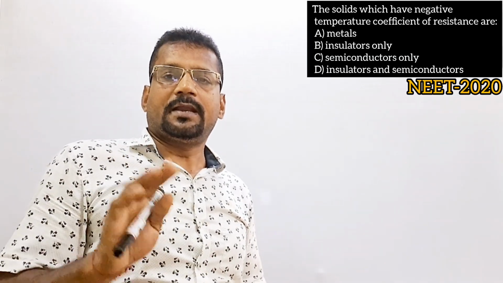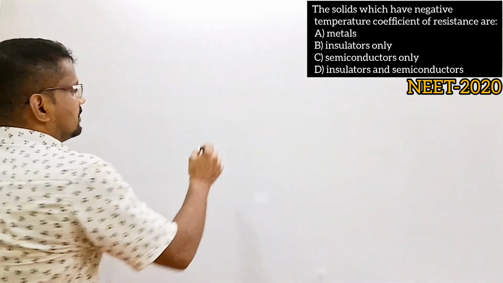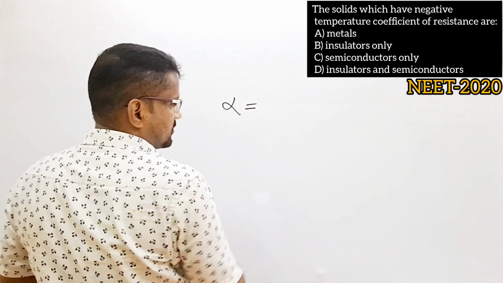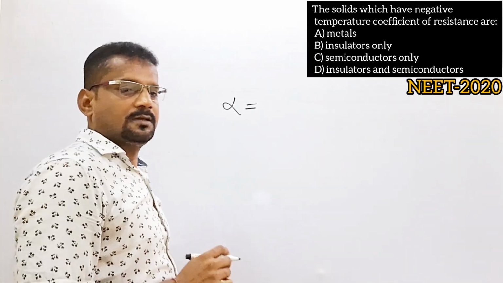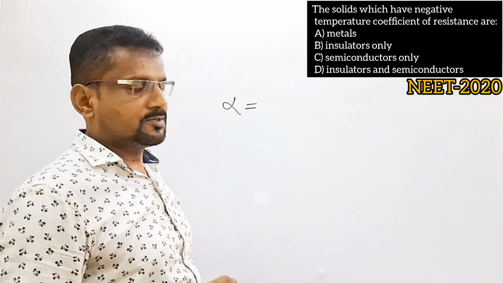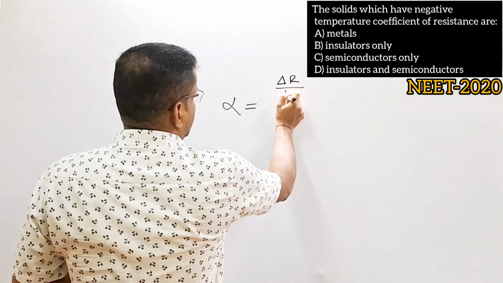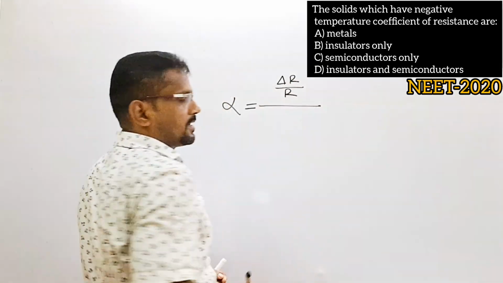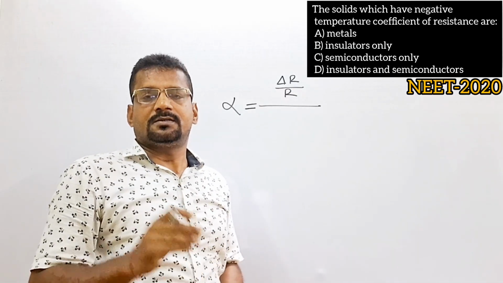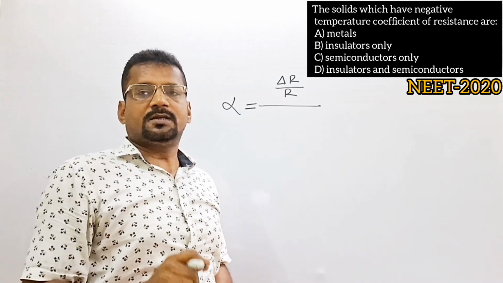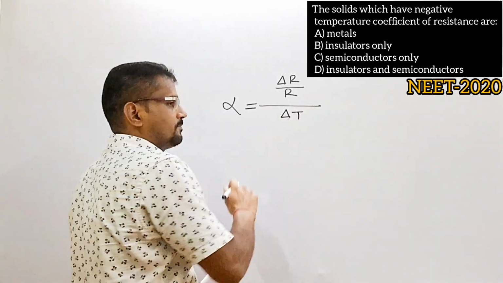As we know, temperature coefficient of resistance alpha is equal to the relative change in resistance, and relative change in resistance means mathematically delta R over R. It's nothing but a ratio. That is, the relative change in resistance divided by the change in temperature, that is your delta T.